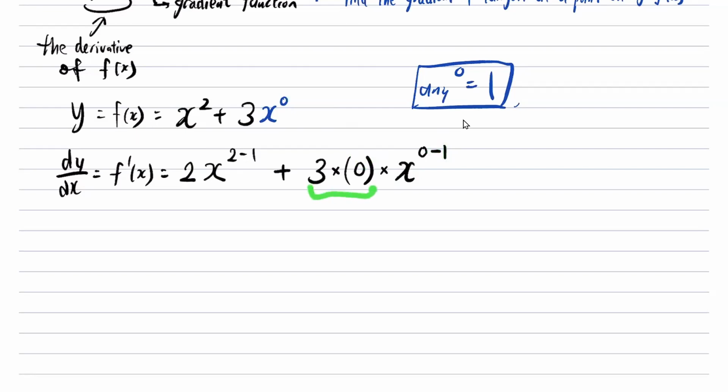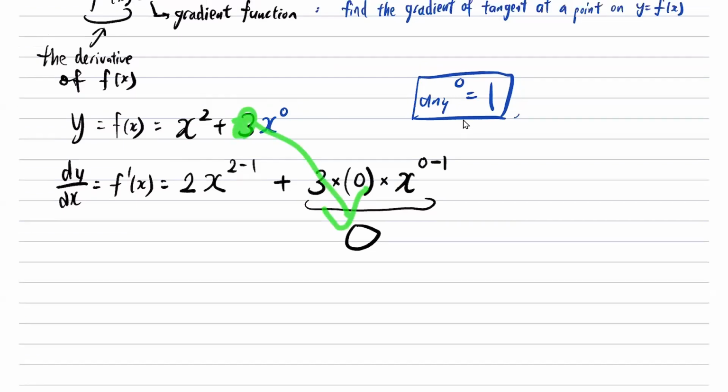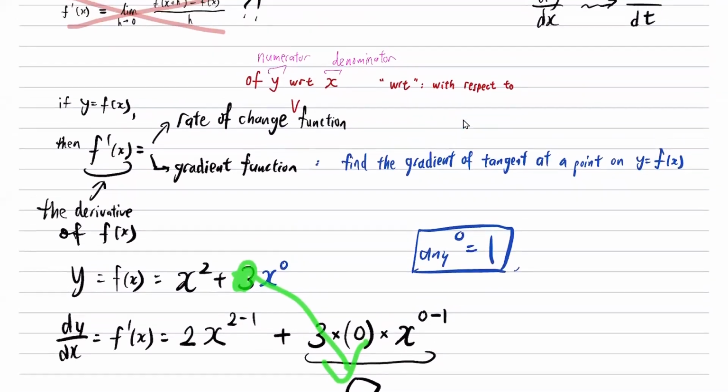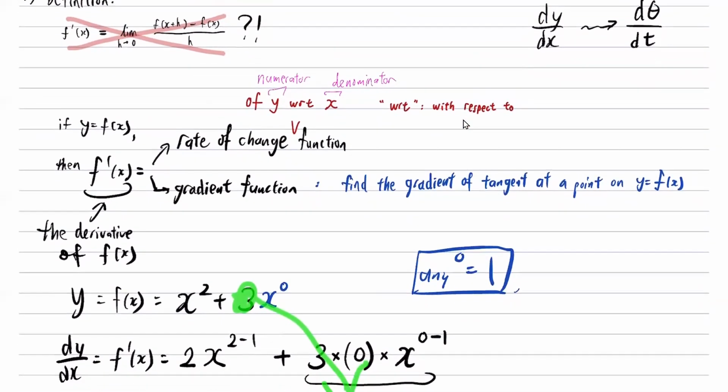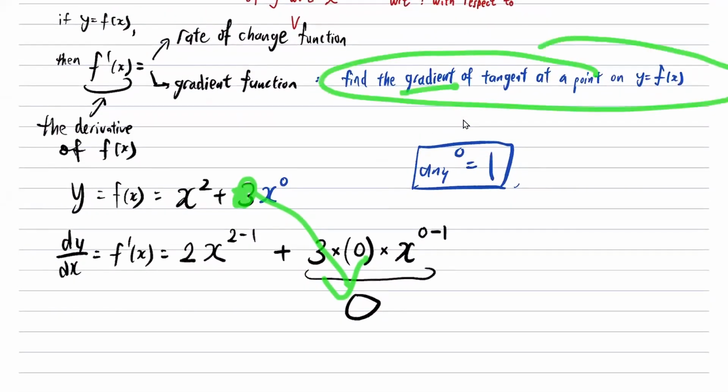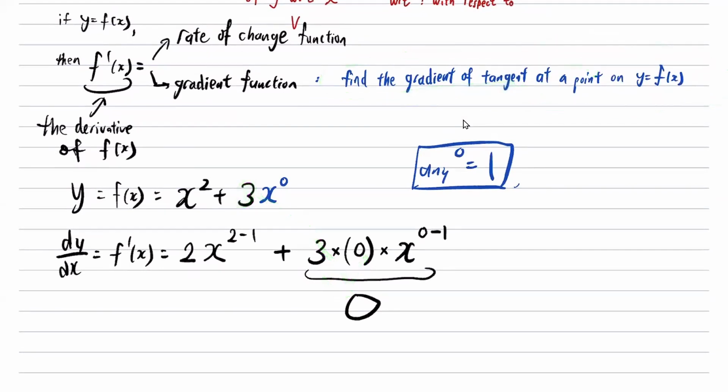What is 3 times 0? 0. 0 times anything is 0. So the whole thing becomes a 0. Interesting. So a constant becomes a 0. Think back to the simpler version of the definition I gave you: the gradient function is the gradient of a tangent at a point on the curve. Think about it. Why is it 0? If you think of it separately, not y equals the whole thing, but just y equal to 3, how does the graph look?